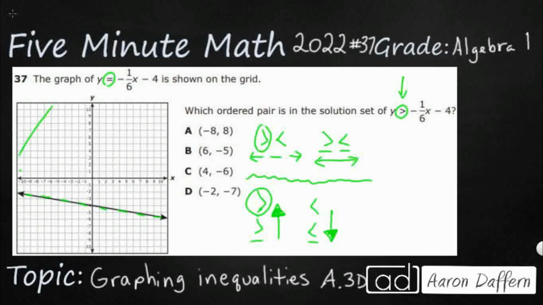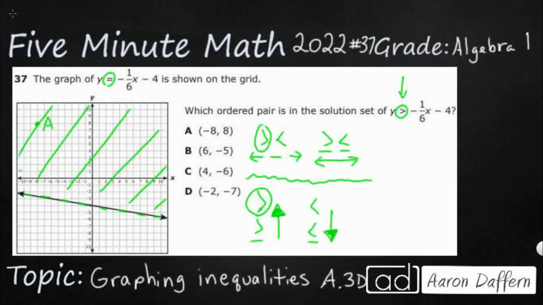So what I'm going to do is draw some lines up here to show the shaded portion. All right, so any of these ordered pairs that lands in that shaded portion is going to work. So let's start plotting. A is negative 8, 8. Okay, so negative 8, 8 is going to land right here, definitely well within the shaded portion. Okay, that's looking good. B is 6, negative 5.